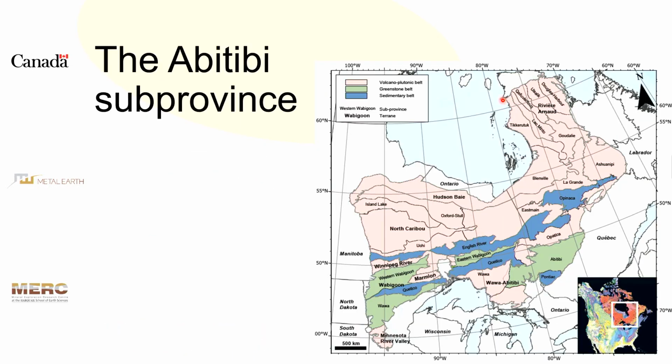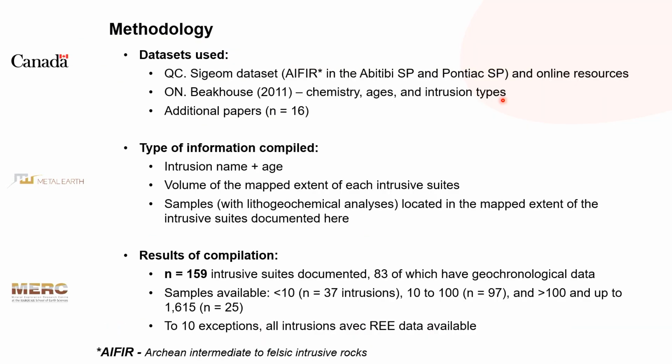Okay, so let's focus on the Abitibi. The methodology I've used for the Quebec side of the Abitibi, I've used a CGEOM dataset. The main reason for focusing on the Abitibi is actually this dataset, because there is a lot of data, it's well organized. I've also got a very good quality map with the name of the intrusion. The geochronological data have been compiled as well in this dataset, so it's very useful to do that kind of work.